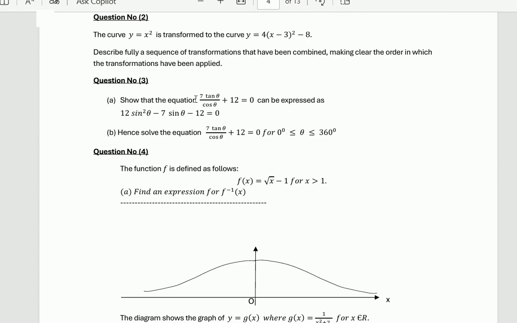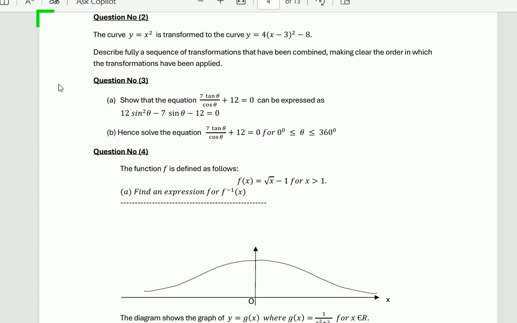Now for question number 2: the curve y equals x square is transformed to the curve y equals 4 into (x minus 3) whole square minus 8. Describe a sequence of transformations that have been combined, making clear the order in which the transformations have been applied.